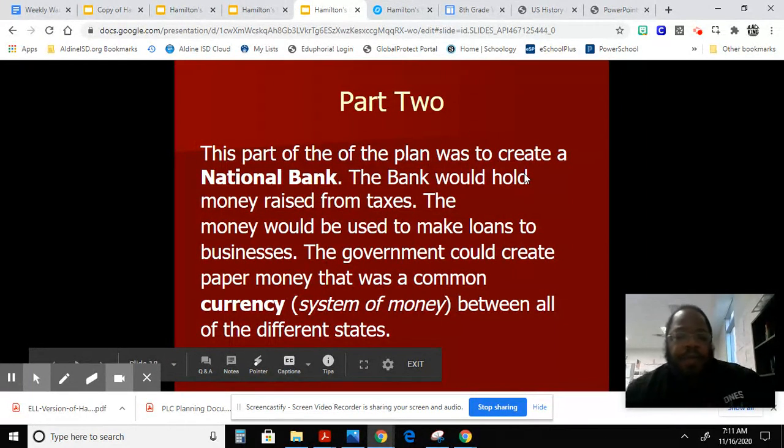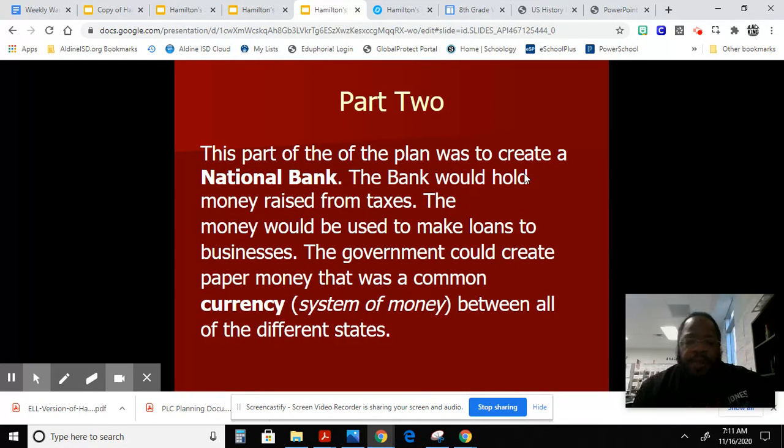This part of the plan was to create a national bank. The bank would hold money raised from taxes. The money would be used to make loans to businesses. The government could create paper money that was a common currency, a system of money between all of the different states.